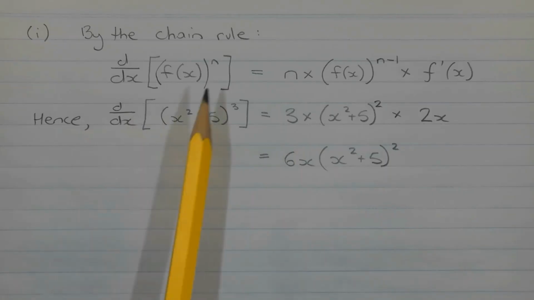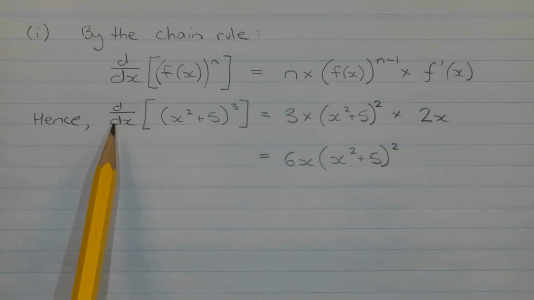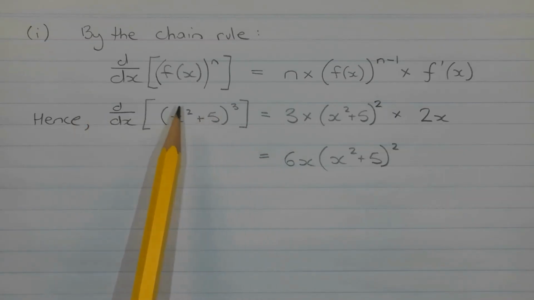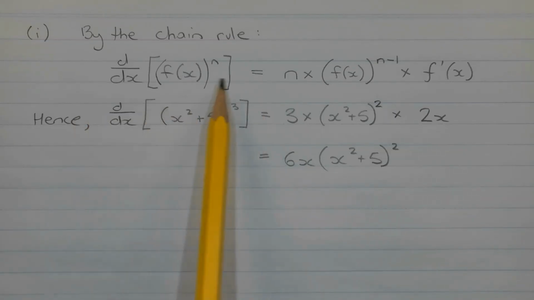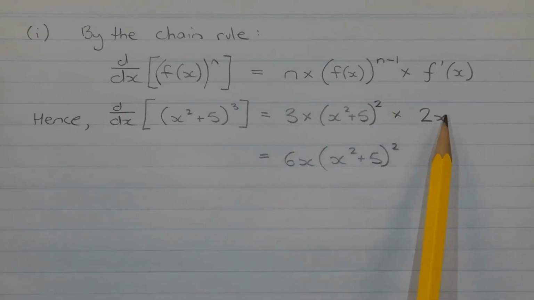In this case, our n is 3 and our f of x is x squared plus 5. So the derivative with respect to x of (x squared plus 5) to the power of 3, using the rule, is equal to 3 times (x squared plus 5) to the power of 2 multiplied by 2x, which is the derivative of x squared plus 5. Now this simplifies to 6x times (x squared plus 5) to the power of 2.